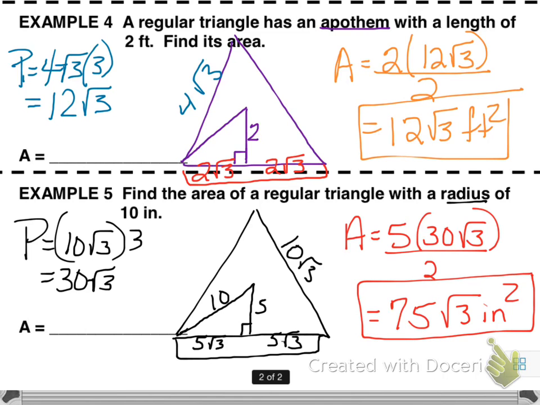So hopefully this will help you better understand how to find the area of regular triangles, which is a polygon, and then your next video will contain the notes for the regular quadrilaterals.